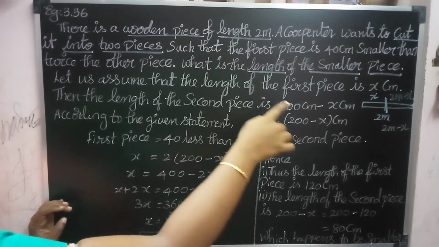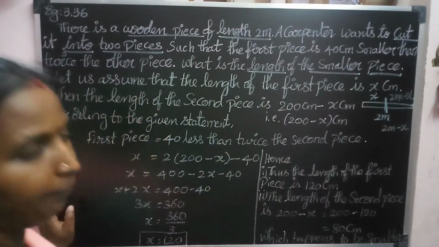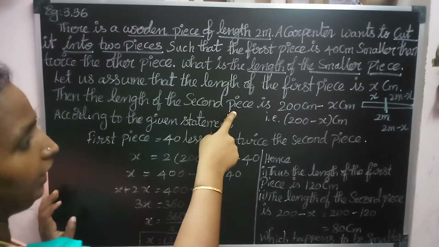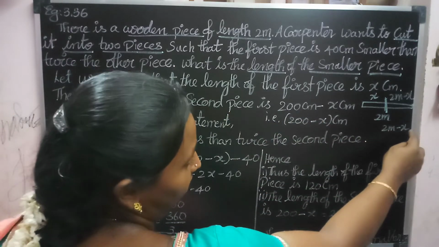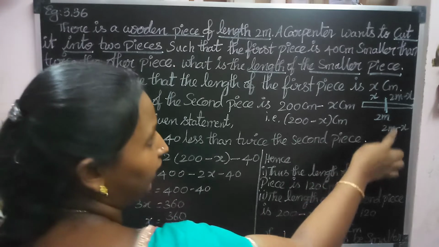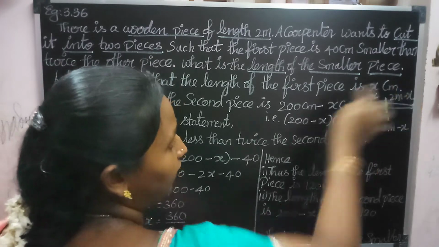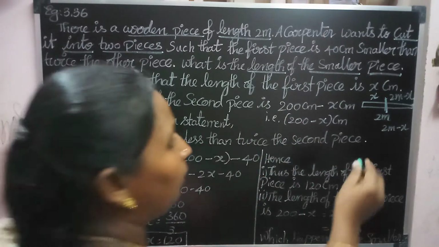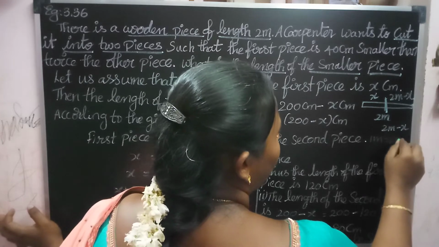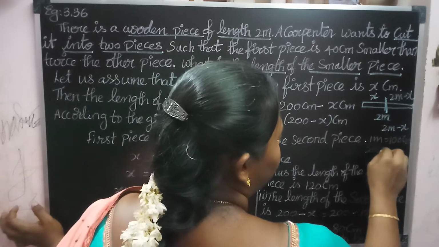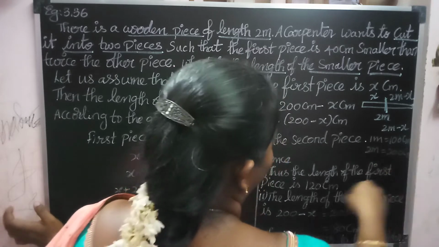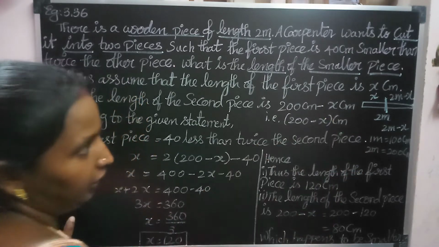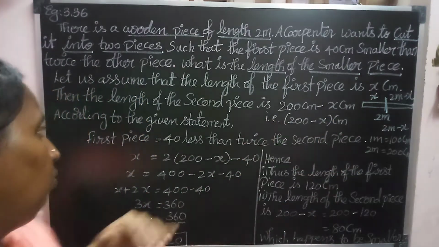Let us assume that the length of the first piece is x centimeter. Then the length of the second piece is definitely 2 meter minus x. Since I assume the first piece in centimeter, you have to convert this 2 meter into centimeter. 1 meter equals 100 centimeter, then 2 meter equals 200 centimeter. So the length of the second piece is 200 minus x centimeter. Did you get this step? Next, move on.